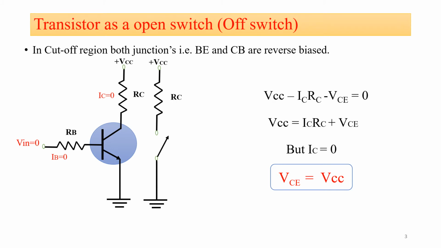Then next, output current IC equals 0 indicates a large resistance, and due to this large resistance our transistor will operate as an open switch or off switch, meaning maximum voltage drop across the transistor, and minimum current flowing through the transistor. Due to this large resistance across the transistor, our transistor will operate as an open switch or off switch. This is how to use our transistor as an off switch.